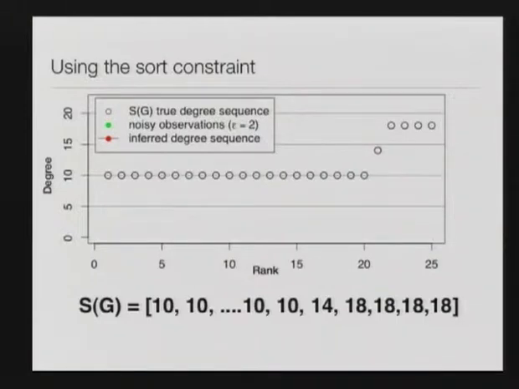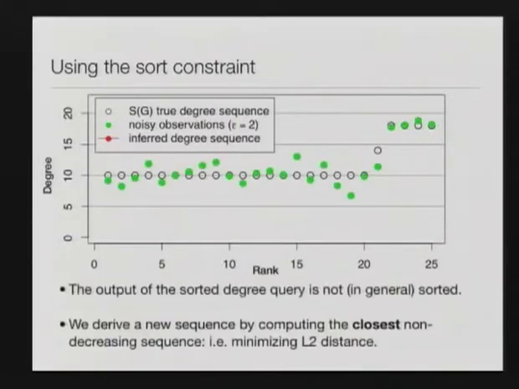This is a toy example, and I'm displaying the degree sequence a little bit differently here. This example has a bunch of 10-degree nodes, and then a 14-degree node, and then a few 18-degree nodes. And they're displayed horizontally in order, with the degree on the y-axis. The true sequence is in black circles. The random output I get is going to add independent noise to each of those degrees.